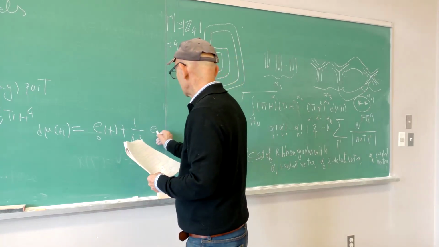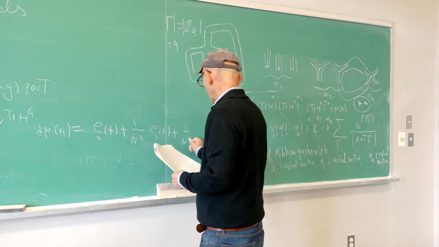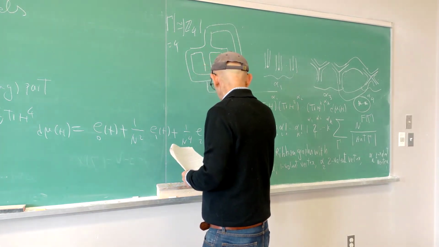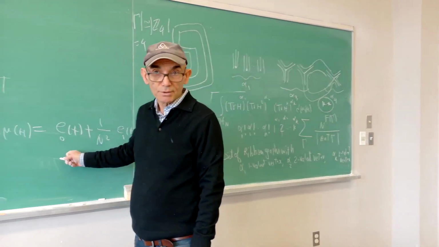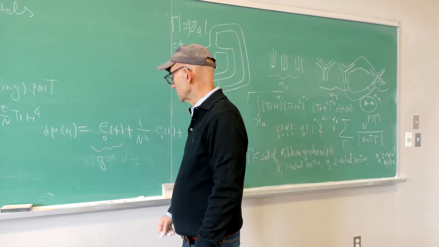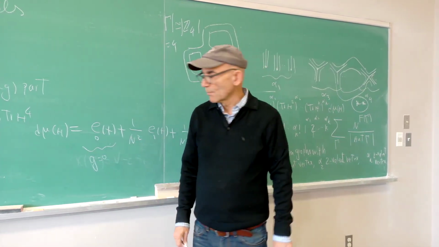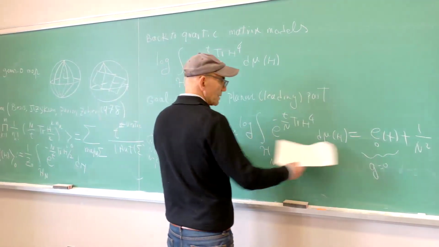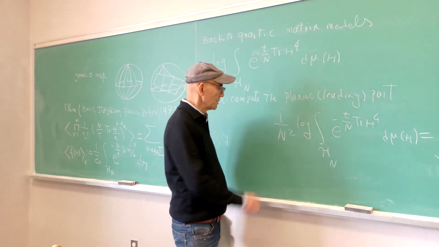E1 of t plus 1 over n^4 E2 of t. So this is the planar part, genus 0, Euler characteristic 2. And basically what we're going to show, we cannot compute this, but we can compute the limit of this as n goes to infinity. And that's the large n limit.